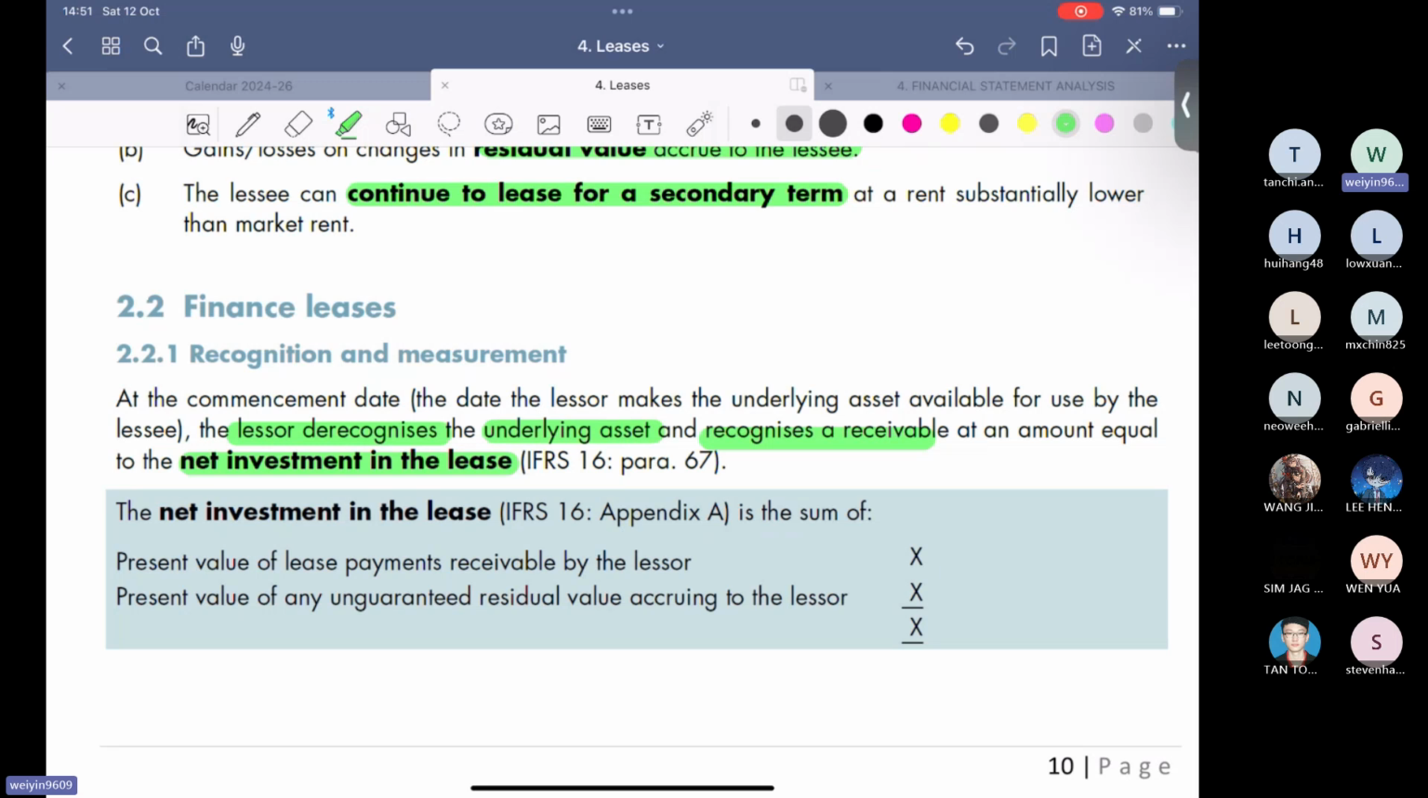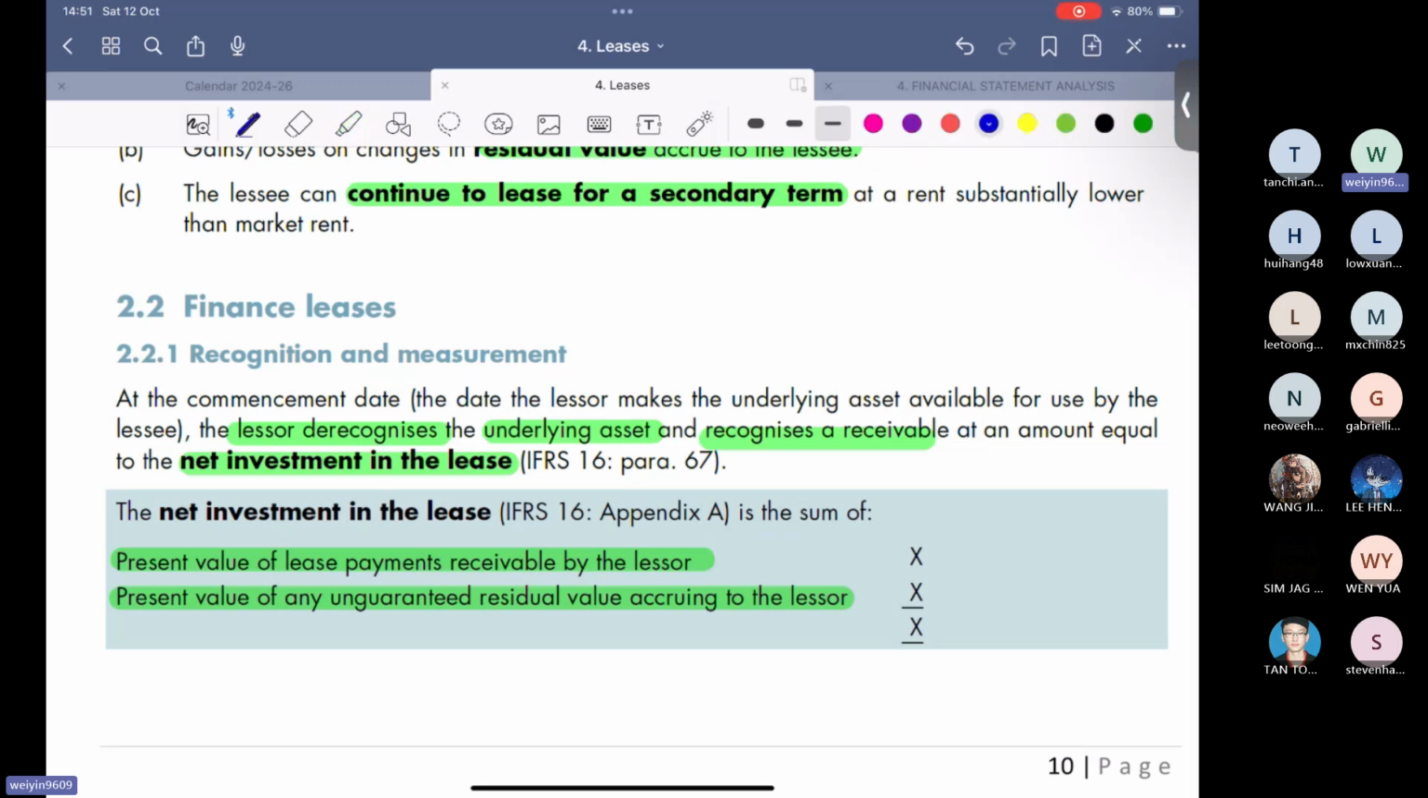So what is the net investment in the lease? Present value of the lease payment received by the lessor. That means present value of the lease payment paid to the lessor, plus one more special one, present value of any unguaranteed residual accruing to the lessor. So you add up these two, that will become your net investment in the lease.